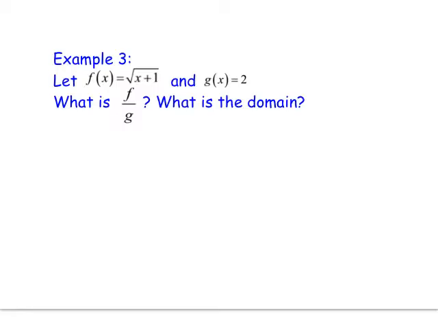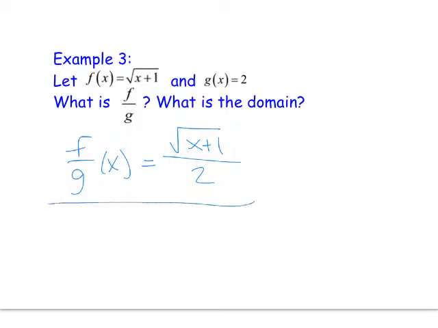Okay, in this next example, we are looking at f of x is the square root of x plus 1 and g of x is equal to 2. We're supposed to find f divided by g and state the domain. So f divided by g of x, that's going to be the square root of x plus 1 over 2. That is fine for showing the division.